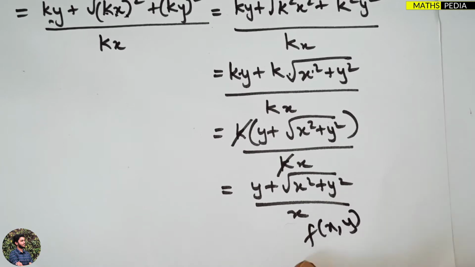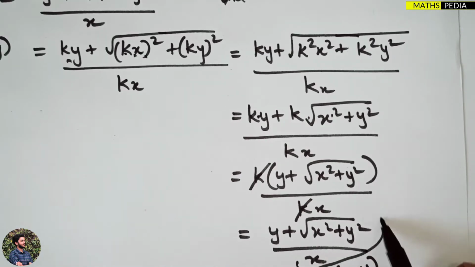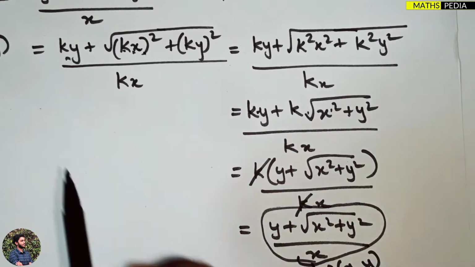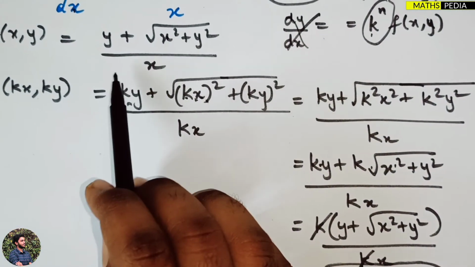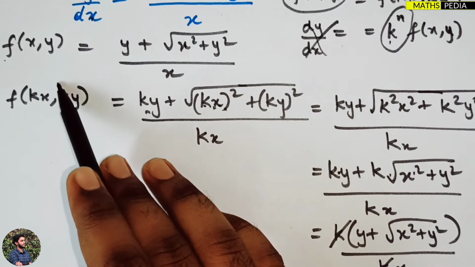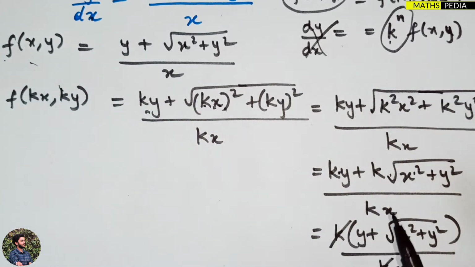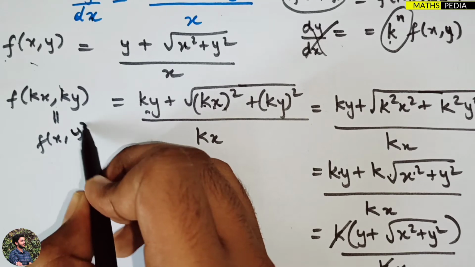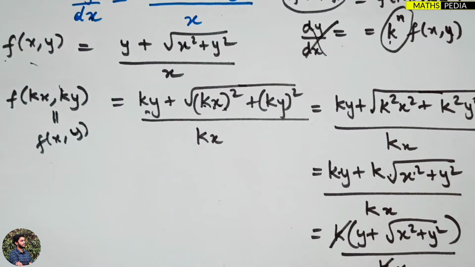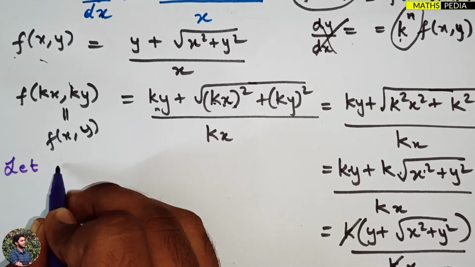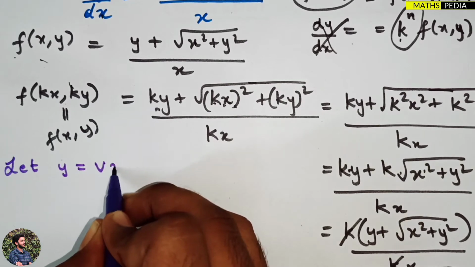If you are able to get f of x comma y, see, observe here: this whole function we got just now is nothing but the same f of x comma y. You can see over here, this is same as this. So we have got the function itself at the last, so this is equal to f of x comma y. So the function is homogeneous. After finding out the function is homogeneous, next you have to proceed with the steps. The first step is that we will consider y is equal to vx. That is the first step.